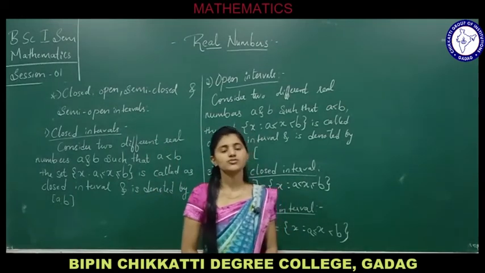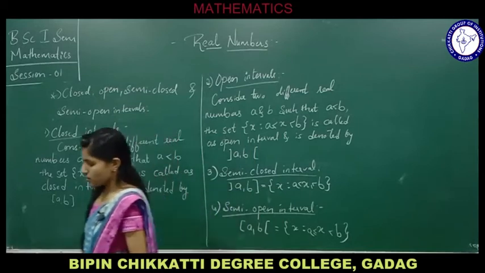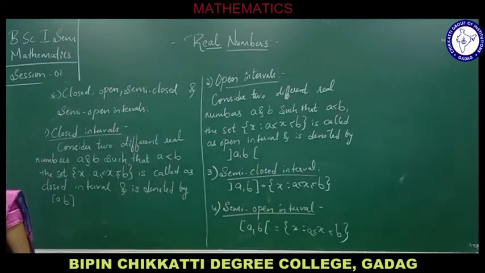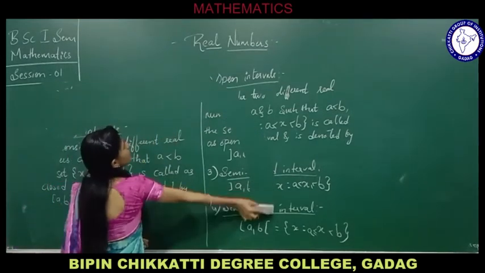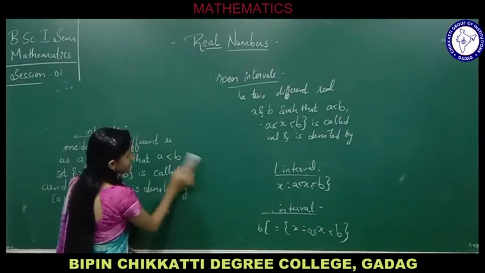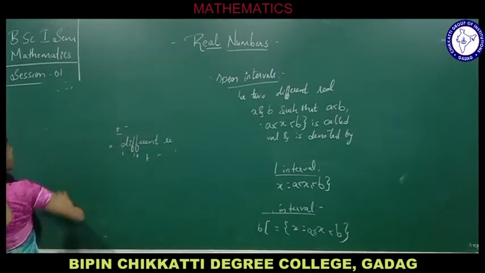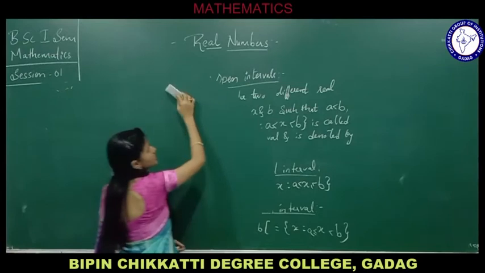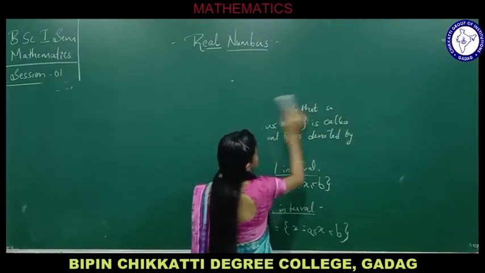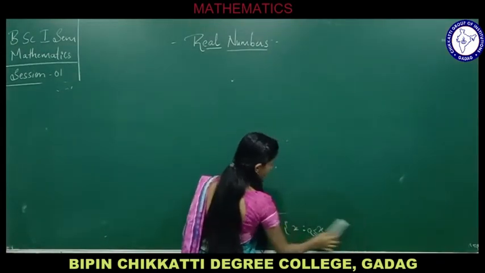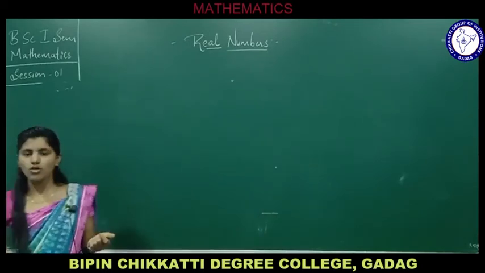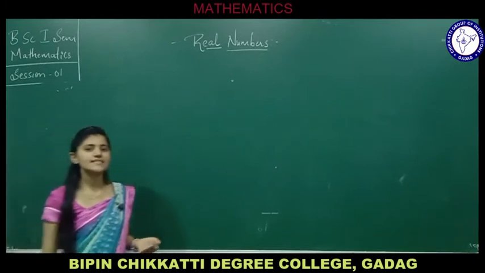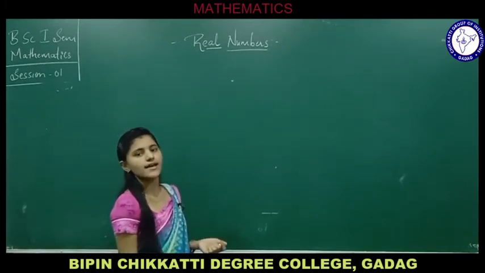Now we are going to study sets bounded above and sets bounded below. After that we are going to study the supremum and infimum of sets. Supremum is nothing but the least upper bound. The greatest lower bound is called the infimum.